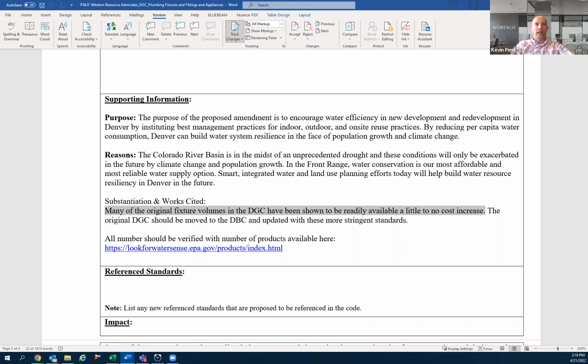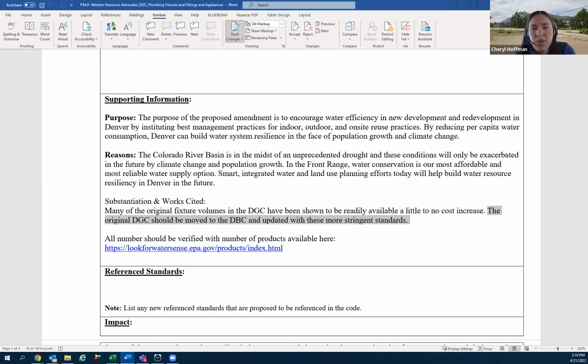Okay, Cheryl, does that answer your question? For now, yeah. The last question I have is the very last sentence. The sentence right after that says the original DGC should be moved to the DBC and updated with these more stringent standards. If we vote to approve this amendment, are we just voting on modifying the language for the DGC, or are we voting on doing what that sentence says and moving the current language into the DBC?